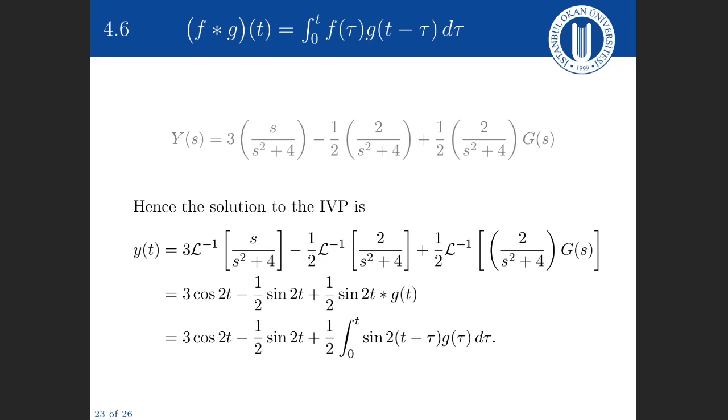For any function g of t, we've solved this initial value problem. The solution is 3 cos 2t minus a half sine 2t plus a half integral from 0 to t of sine 2(t minus tau) g of tau d tau. Then, at any time we're told the function g of t, we only need to calculate this integral to get the solution to the problem.